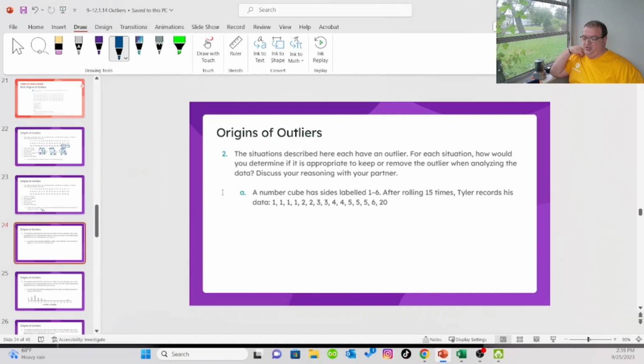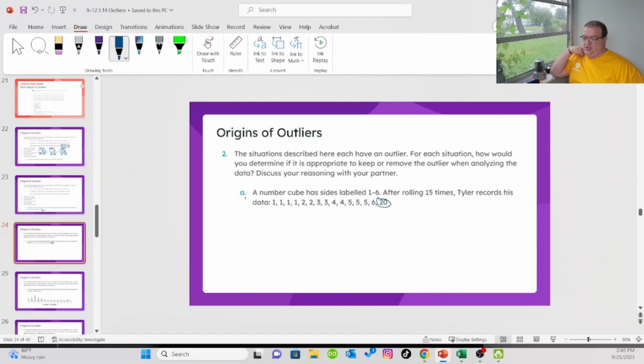Number two, the situations described here each have an outlier. For each situation, how would you determine if it is appropriate to keep or remove the outlier when analyzing the data? Discuss your reasoning with your partner. So part A, a number cube has sides labeled 1 through 6. After rolling 15 times, Tyler records his data, and we can see the data points here. If we're looking at it, our outlier appears to be the number 20.